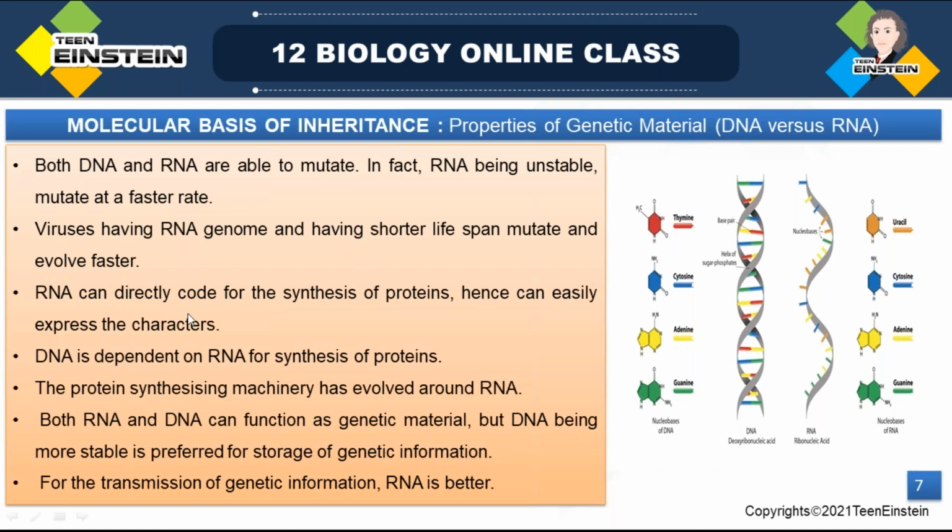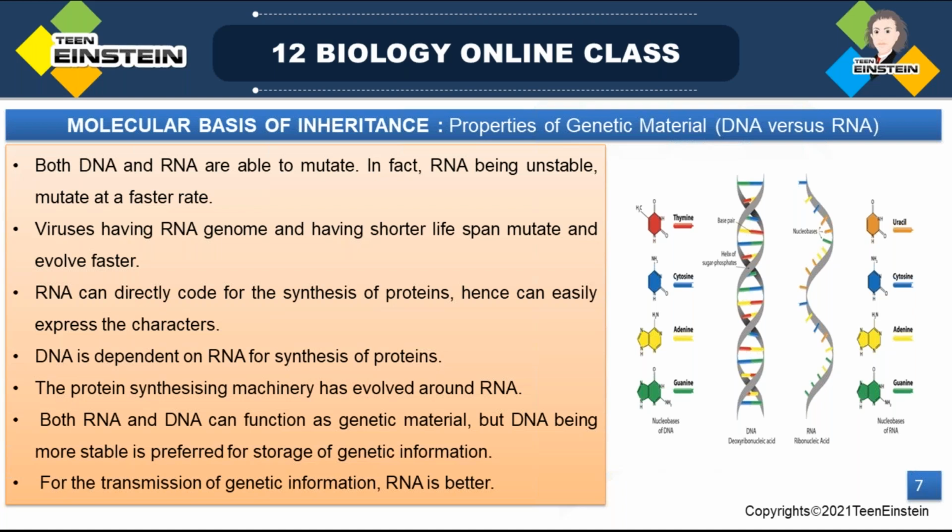And RNA can directly code for the synthesis of protein. If the genetic material is RNA, the next step is protein synthesis. There are no steps in between. So direct expression, and the time taken for the expression of that character will be very easy compared to DNA. But DNA is dependent on RNA for the synthesis of protein. If DNA is the genetic material, first that should form RNA, then RNA can form protein, right? So the DNA is dependent on RNA for the synthesis of protein.